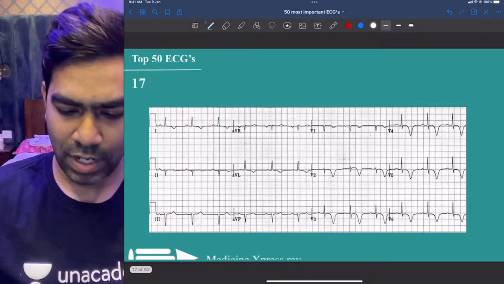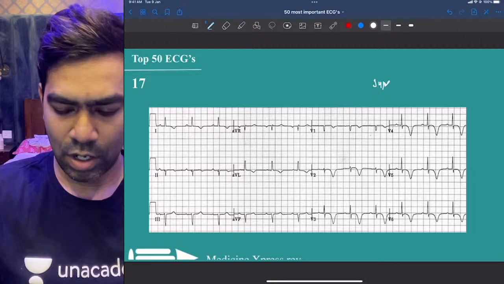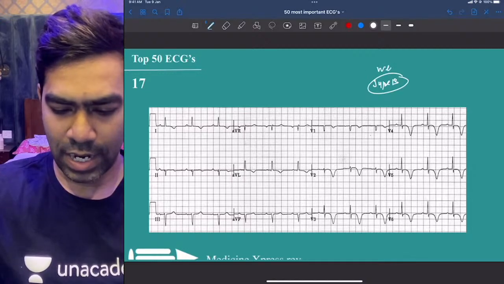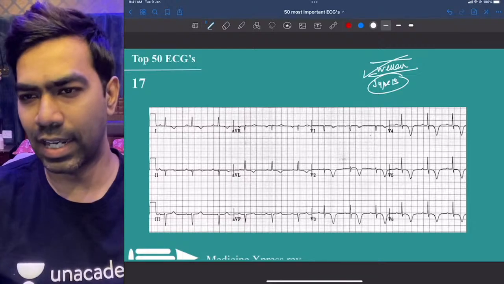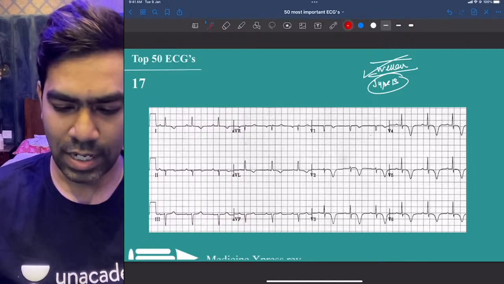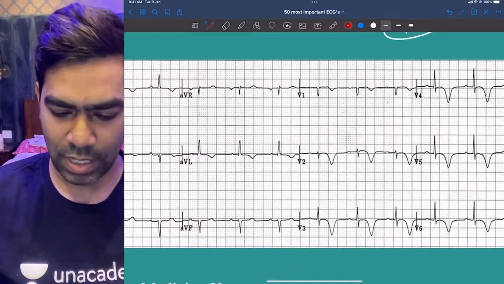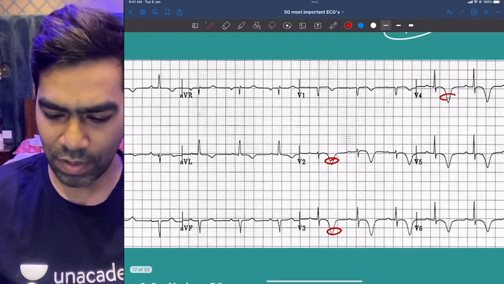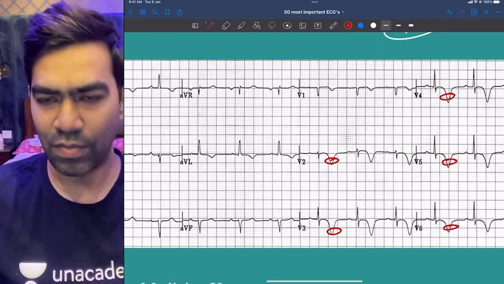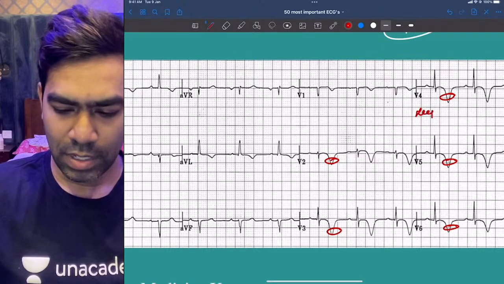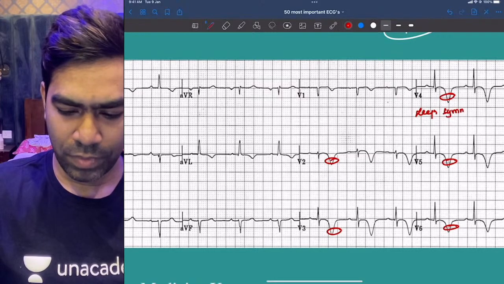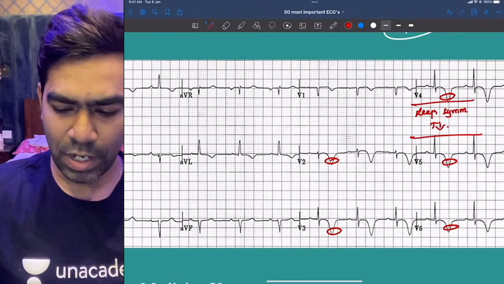This is an example of a type B Wellens, or a type 2 Wellens. Again, if I use the term Wellens, it almost always means a critical LAD occlusion. In type B Wellens, what you're seeing are deep symmetric T wave inversions. In fact, these T wave inversions are more than 3 to 5 millimeters. So these are deep symmetric T wave inversions in the precordial leads.